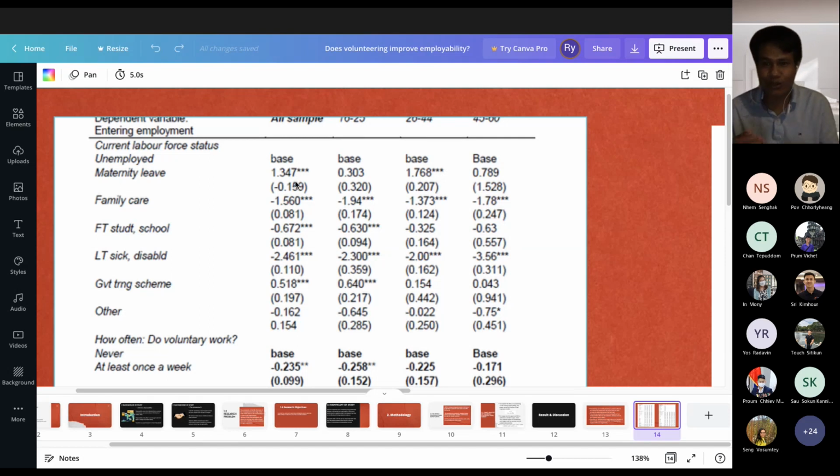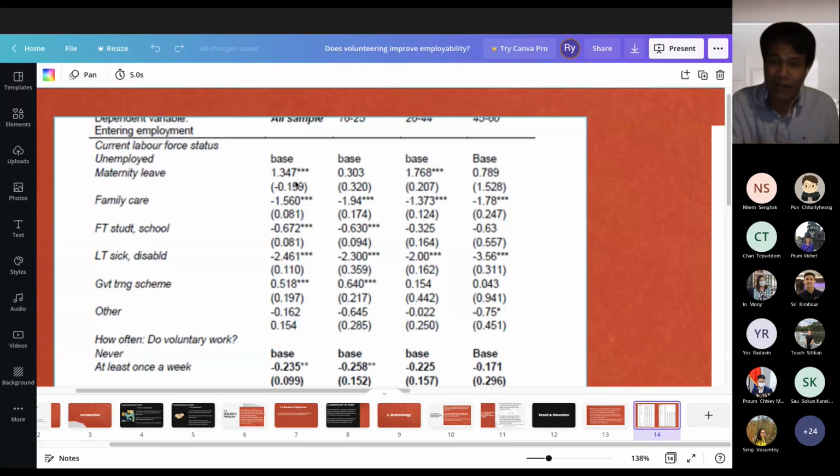Why? Because if you use cross-sectional data, you're gonna ask, are you working now? Are you volunteer? That does not make sense. You can only see the relationship between volunteer and employability if you ask them, are you volunteer right now? If they say no, I am not volunteer, I am not working. So you only ask those who are not working for now, and next year you ask them again.